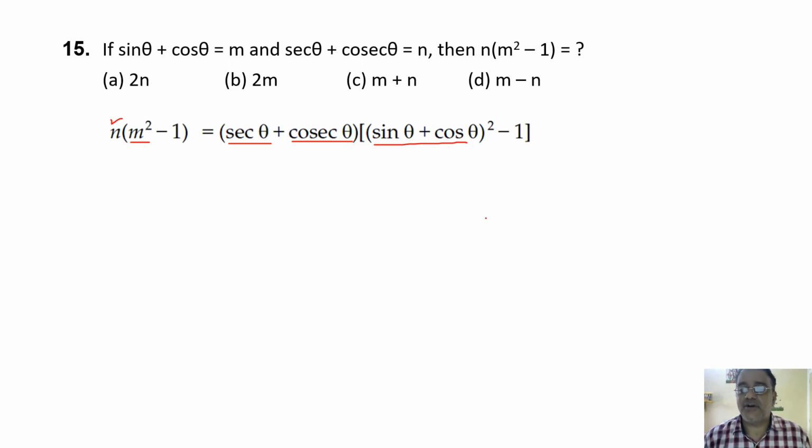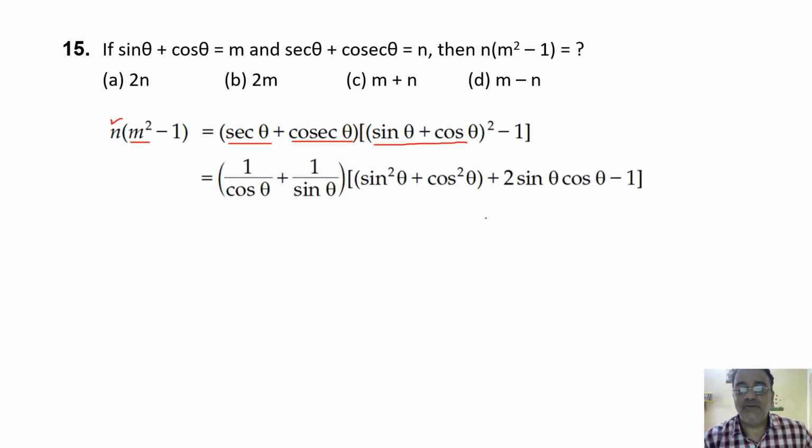And sin theta plus cos theta whole square will become, it is a square plus b square plus 2ab. So sin square theta plus cos square theta plus 2 sin theta cos theta. Now what is the value of sin square theta plus cos square theta? 1. Okay, so these two we can cancel. I skipped one step: substitute and then cancel, okay? That I'm going to eliminate. And what will you get if you take LCM here? Sin theta plus cos theta upon sin theta cos theta.